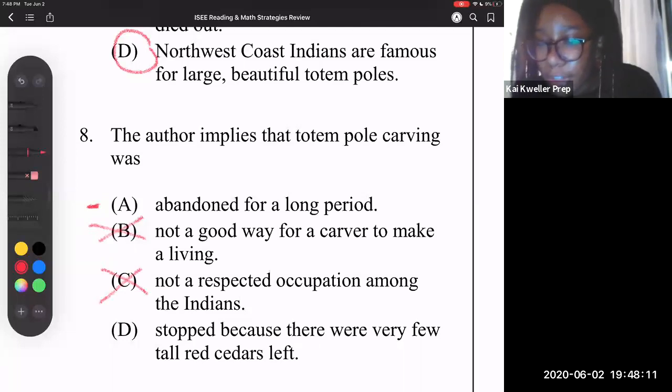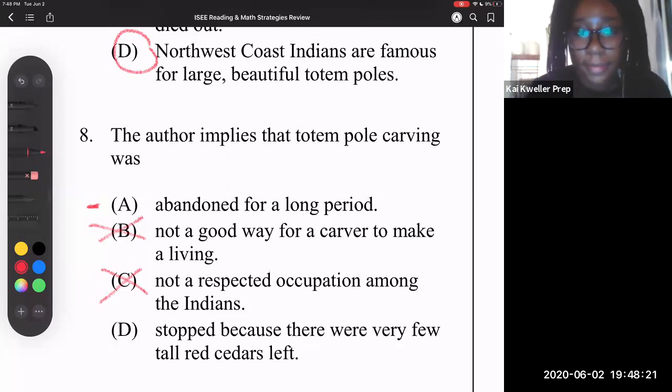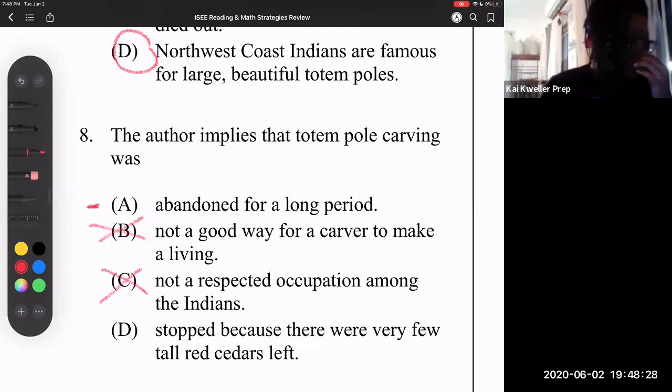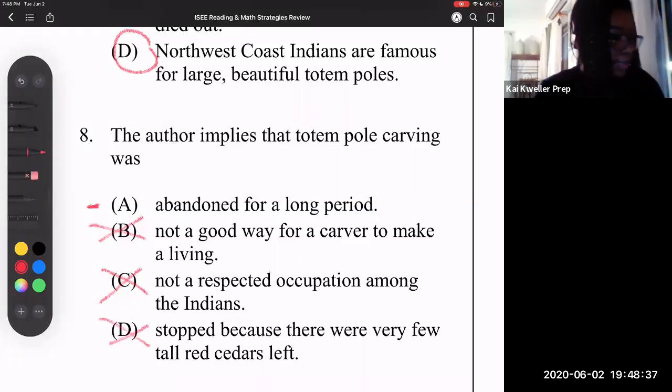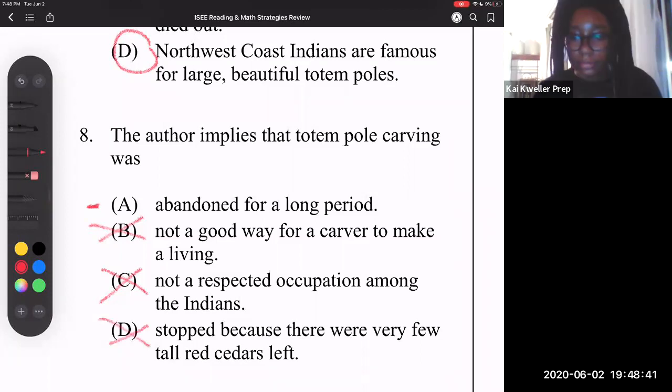Who's confused? Christian, are you confused? Why? What are you confused about? Is everyone else good? Can you guys put a thumbs up if you're good? Okay, good, cool. Everyone's good. All right, the last one. Again, not mentioned in the passage, so it can't be the answer. So the answer here, everyone's following, the answer is, Kai, let's summarize again one more time.